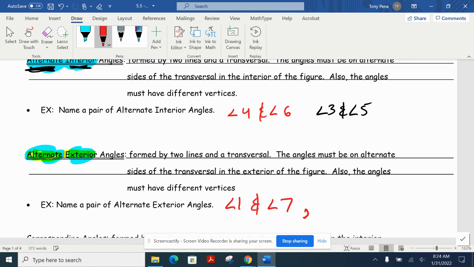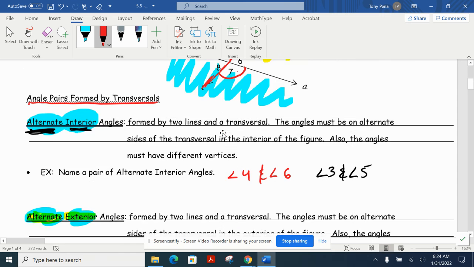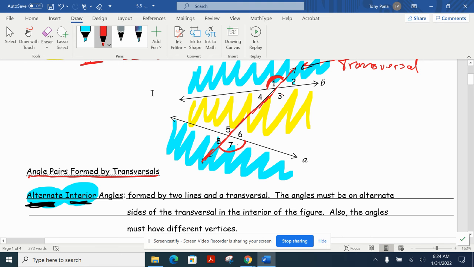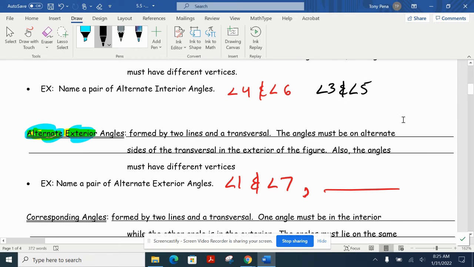All right, then comma, write the other set real quick. So if this is our figure, what's the other set of angles that are outside but on the opposite side of our transversal? All right, and Julia, what do you got? Good. So angle 2 is an exterior angle. Angle 8 is an exterior angle. They're also on the opposite side of our transversal. So angle 2 and then angle 8. All right.